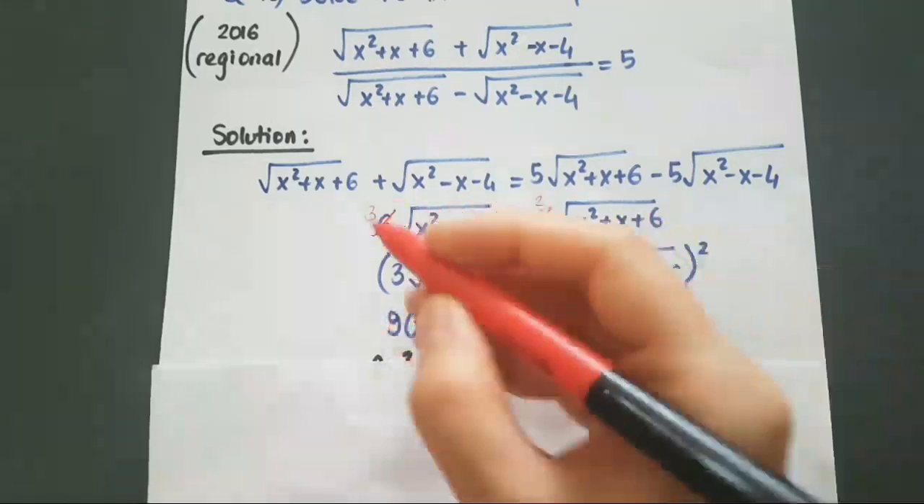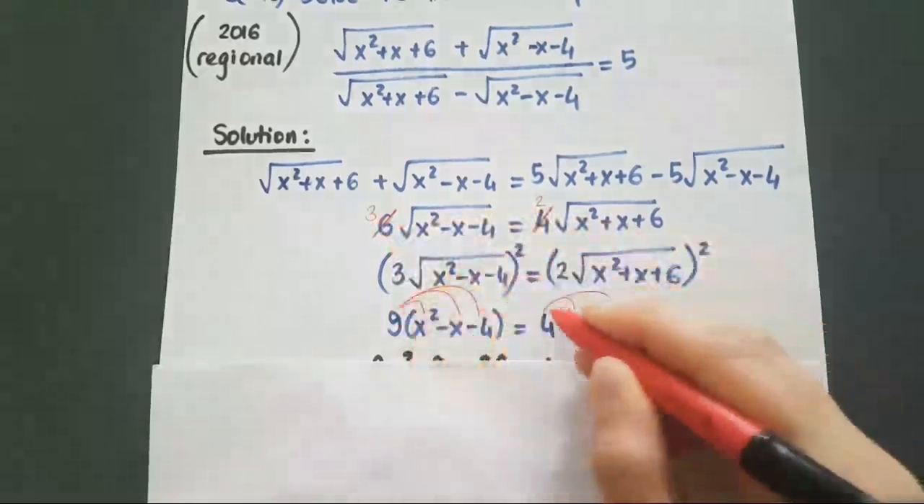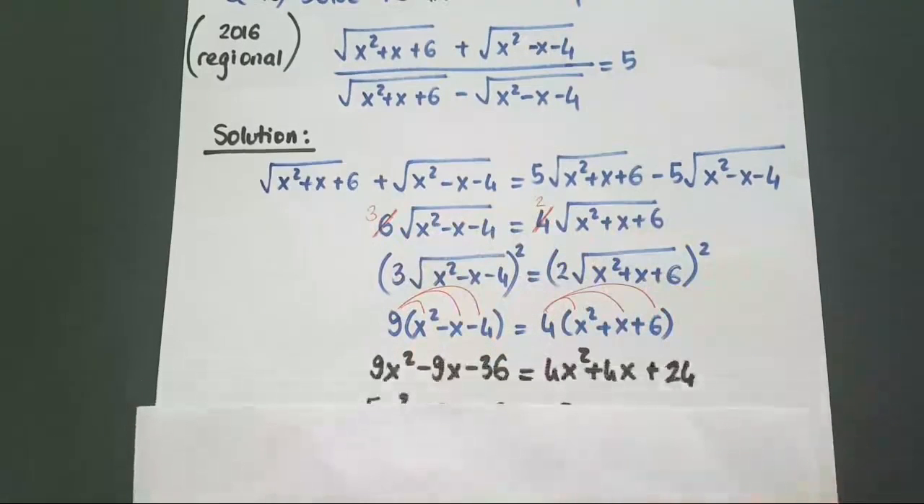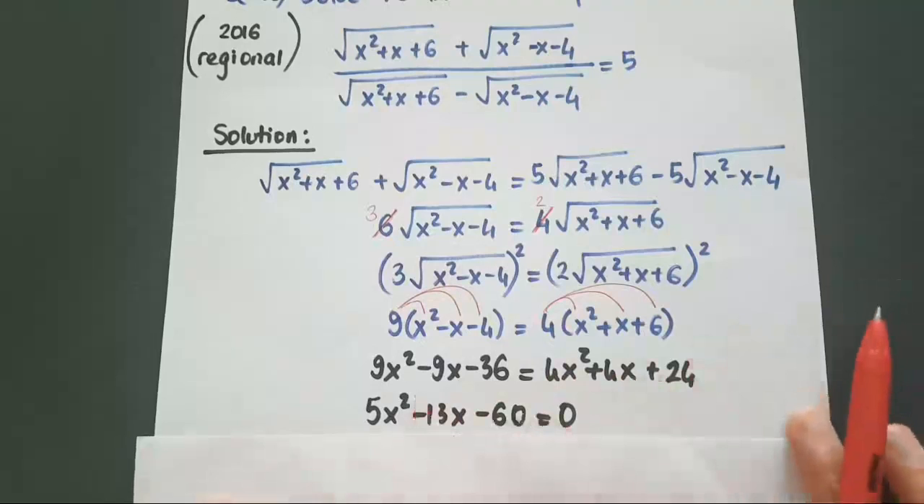Now we multiply each term on the left side by 9. We multiply each term by 4 on the right side, and then we will get this: 9x squared minus 9x minus 36 is equal to 4x squared plus 4x plus 24. Now we take them all to the same side: 5x squared minus 13x minus 60.